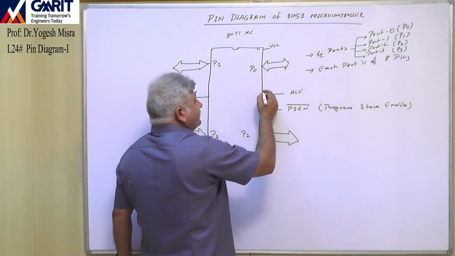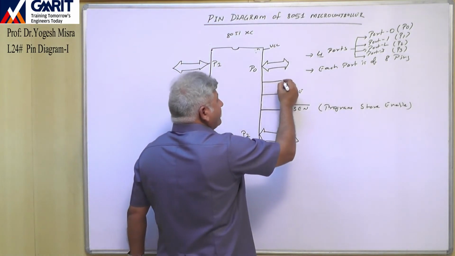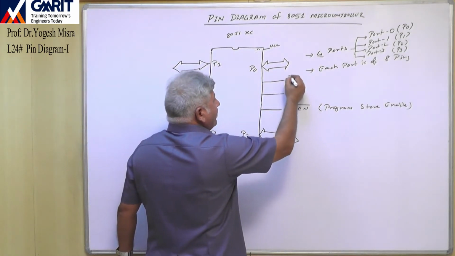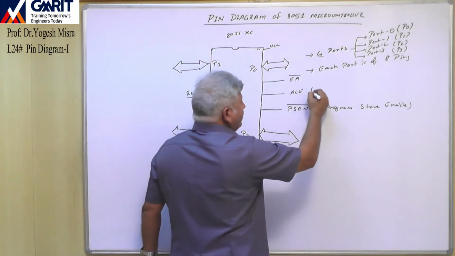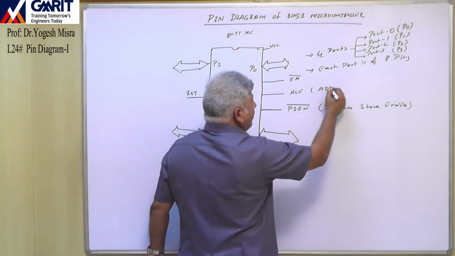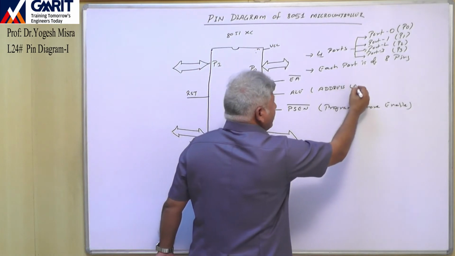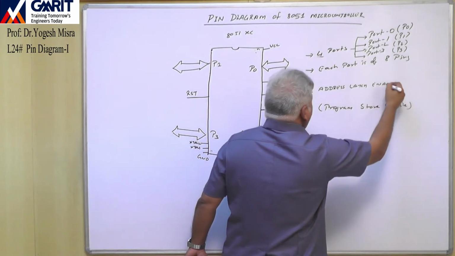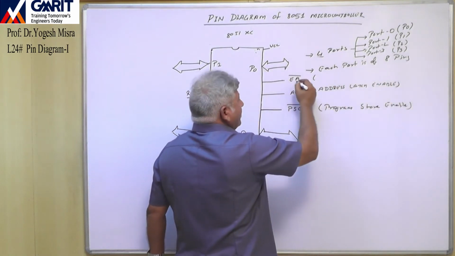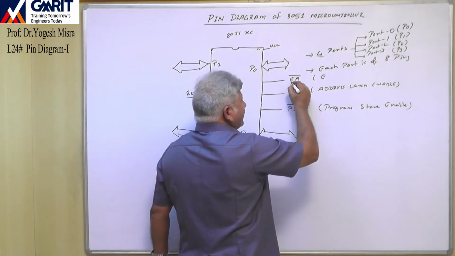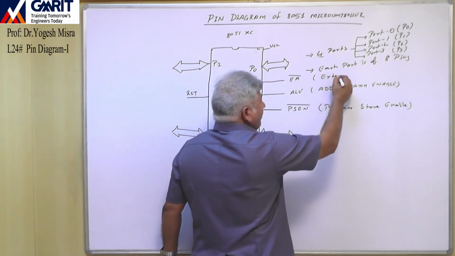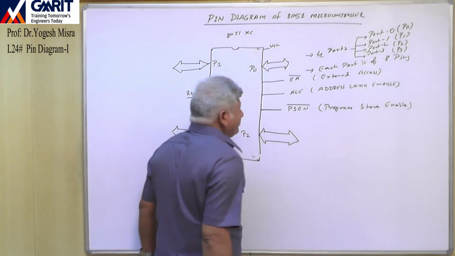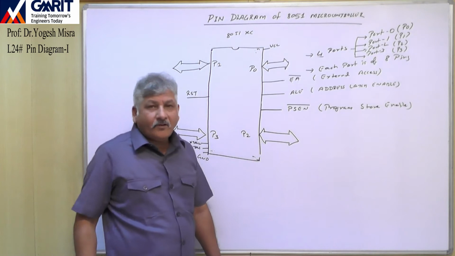Then another pin is EA bar. So ALE is address latch enable. Address latch enable. And EA bar is external access. E is external, A means access. External access. So now these are total 40 pins.